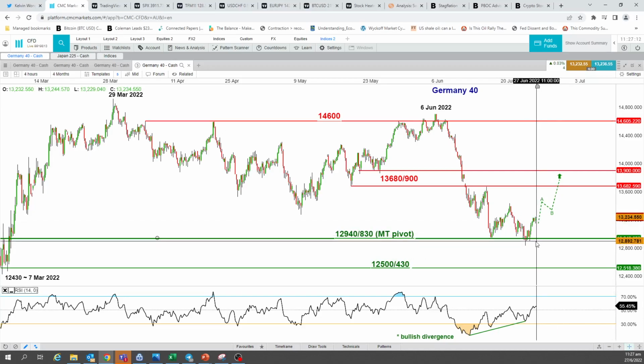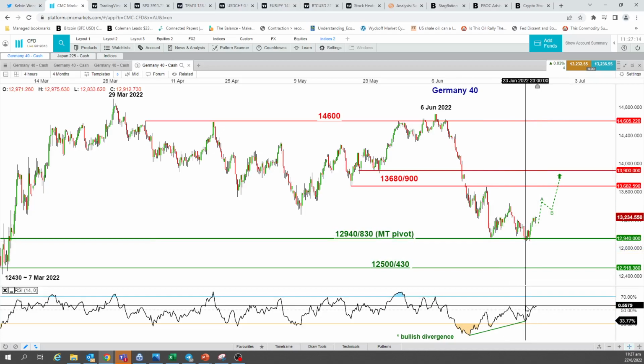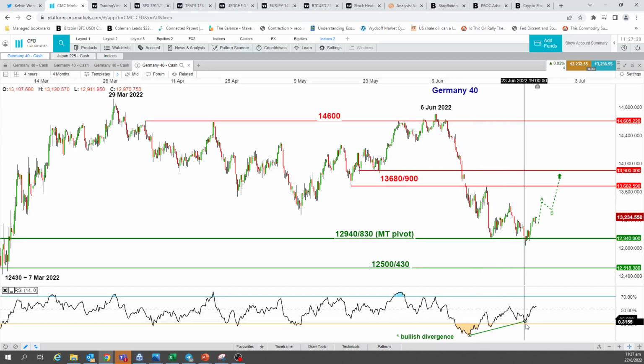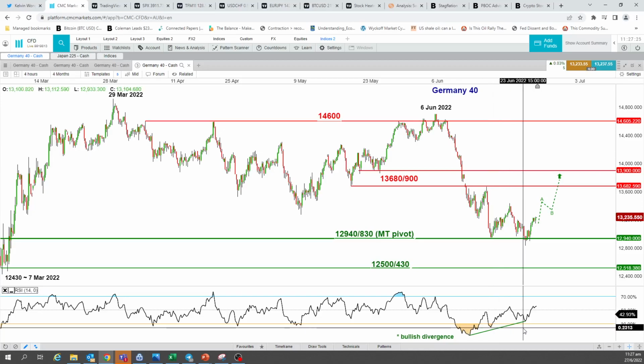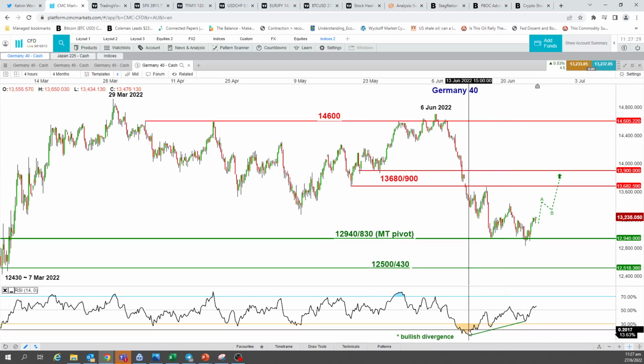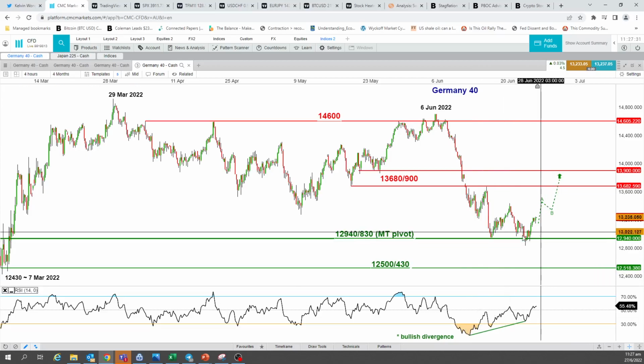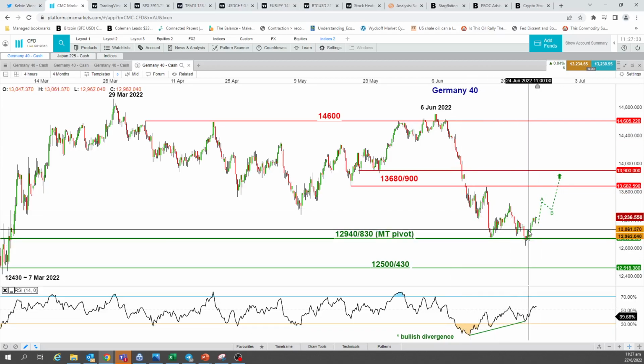The way it shaped a bounce, the RSI also flashed a bullish divergence. We could see the price index show a lower low on 23rd of June compared to 17th of June, but the RSI managed to flash a higher low over here. Okay, and this bullish divergence has been in place since the low of 13th of June. So it tells us that the short-term downside momentum has more or less abated.